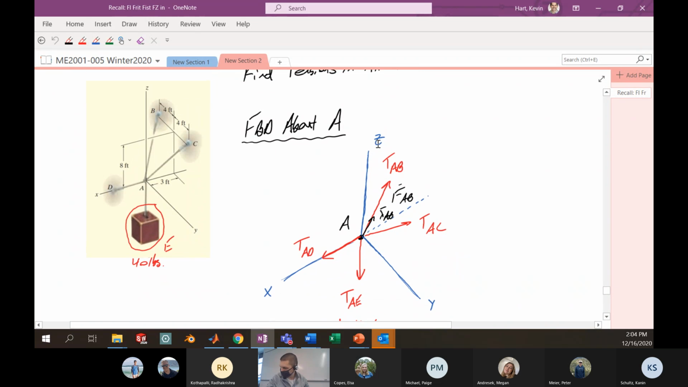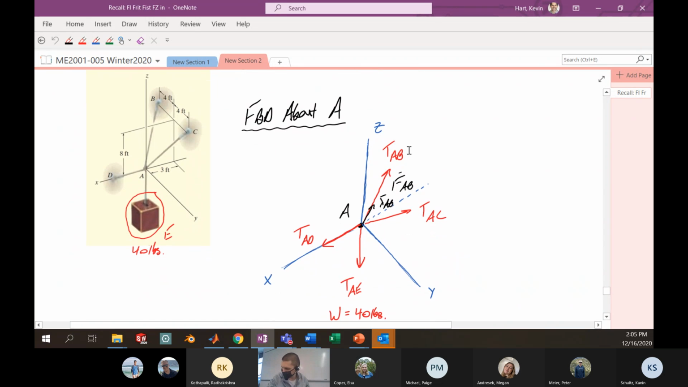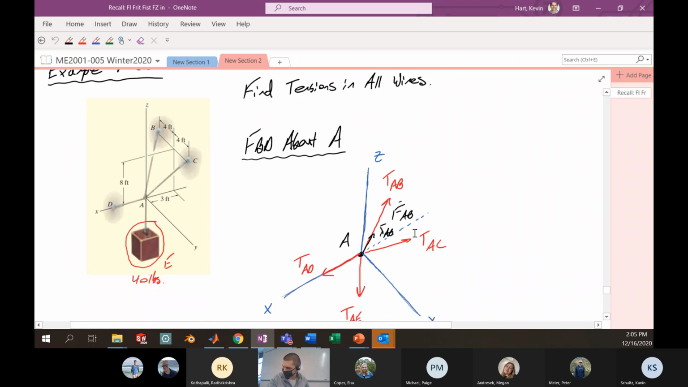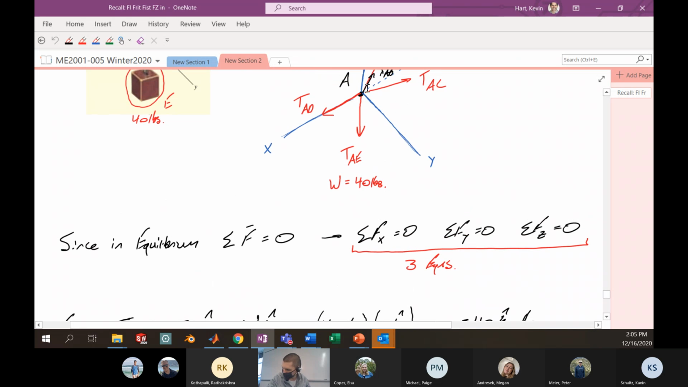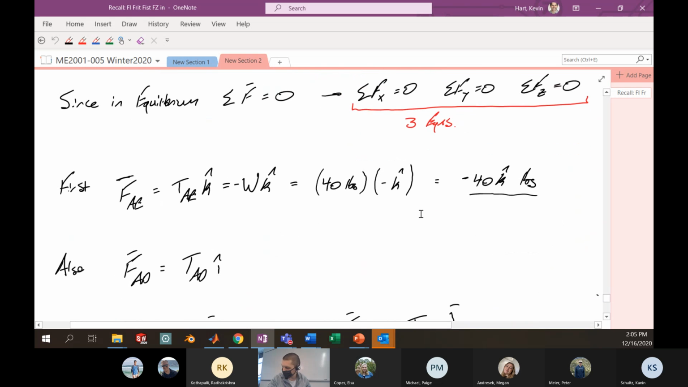We created a free body diagram, and the idea is we wanted to calculate the tensions in all these particular ropes that are keeping this block in equilibrium. Since we're in equilibrium, we could write that the sum of all the forces on this particle in the middle here, this particle A, was equal to 0. So the sum of the forces in X, the sum of the forces in Y, and the sum of the forces in Z equal 0. This will give us 3 equations.